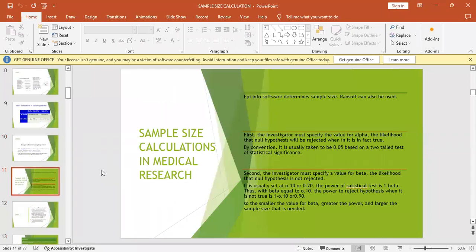Now, sample size calculation in medical research. First, the investigator must specify the value for alpha, the likelihood that the null hypothesis will be rejected when it is in fact true. By convention, it is usually taken to be 0.05 based on a two-tailed test of statistical significance. Second, the investigator must specify a value for beta, the likelihood the null hypothesis is not rejected. It is usually set at 0.10 or 0.20.